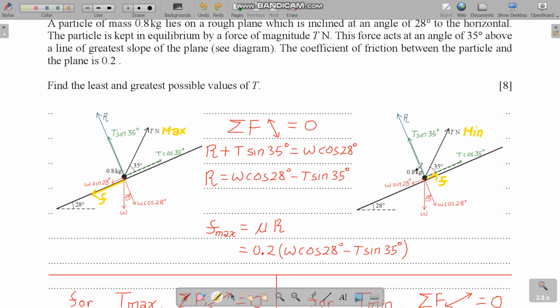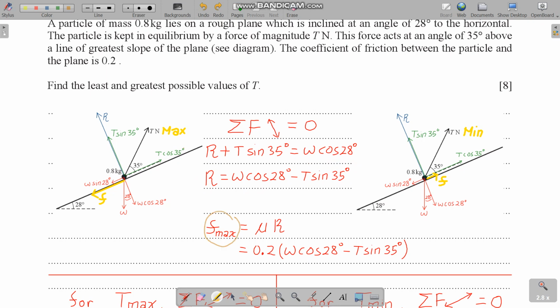Now in these two cases, we always have the same Y component. So for the Y component, we have the same equation. This is sigma F in this direction, which is perpendicular to the slope. So we have sigma F equals 0, which means this R plus this T sine must be equal to W cos. If we rearrange, we get R equals W cos minus T sine. We have the normal reaction force, which is the same for both cases.